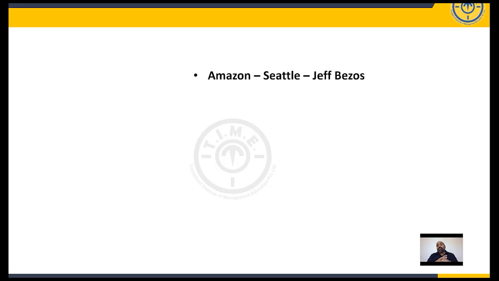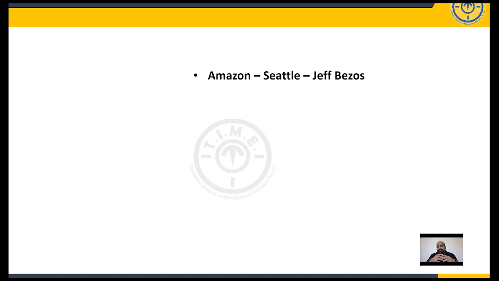For each of these companies, as you can see on the screen, we learn the place where it's headquartered, followed by the person who heads the company. Amazon, my friends, as you know, is the world's largest e-commerce company. There is a dispute between Alibaba.com and Amazon as to who's larger, but we look at the share volume and everything.